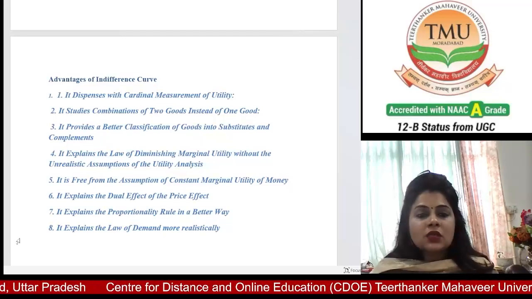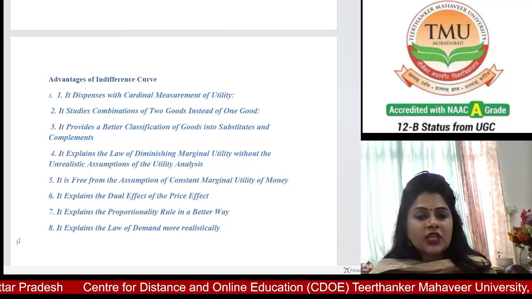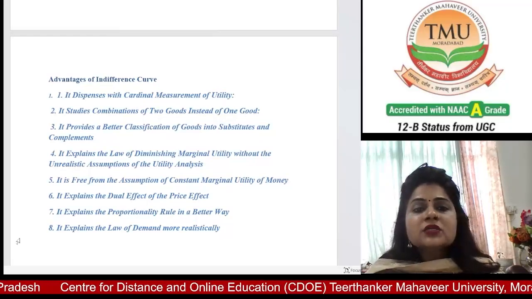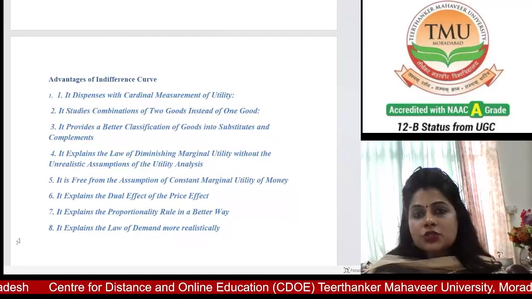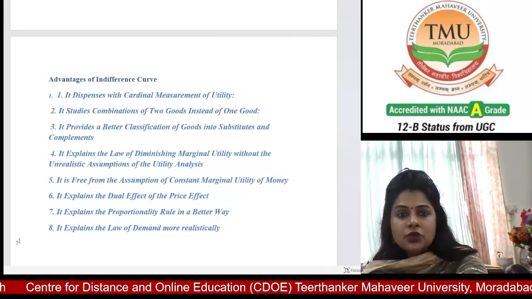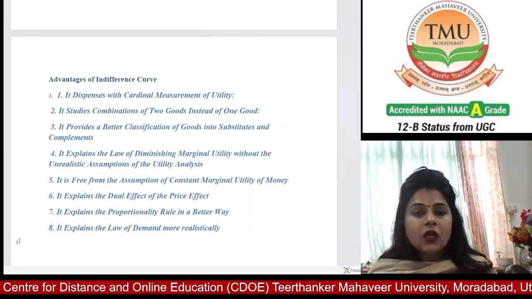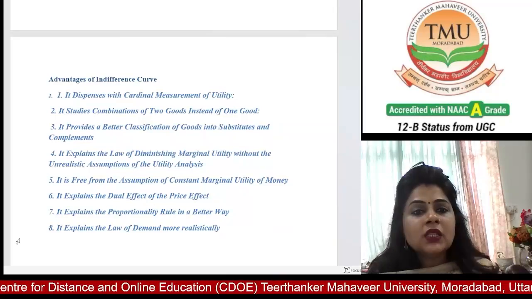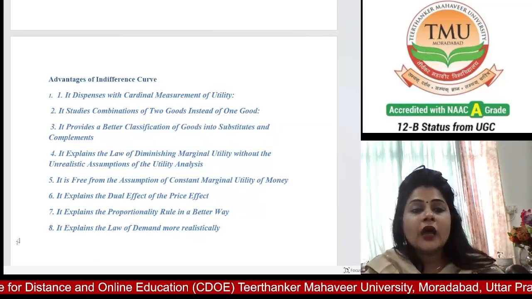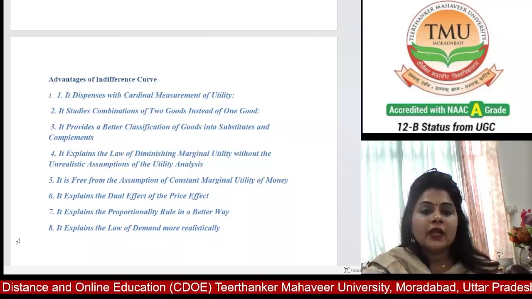It thus overcomes the defect found in the traditional classification of substitutes and complementary goods. In the indifference curve, we also show the combination of substitute goods and complementary goods. Next, an advantage: it explains the law of diminishing marginal utility without the unrealistic assumptions of the utility analysis.